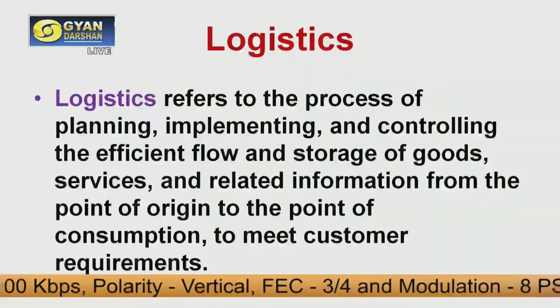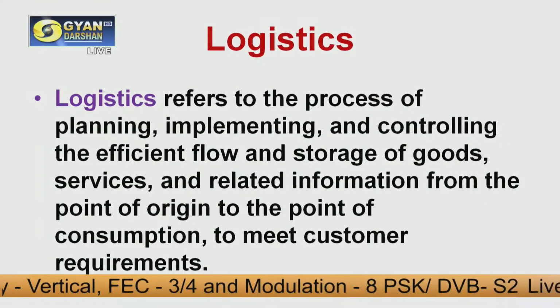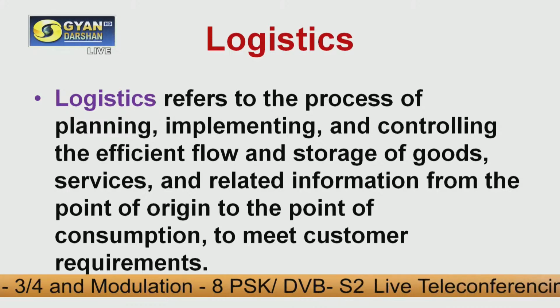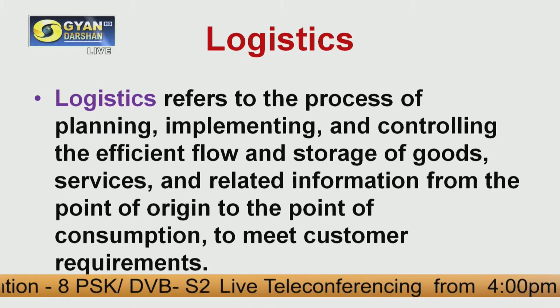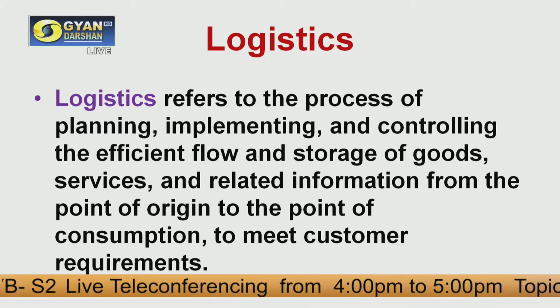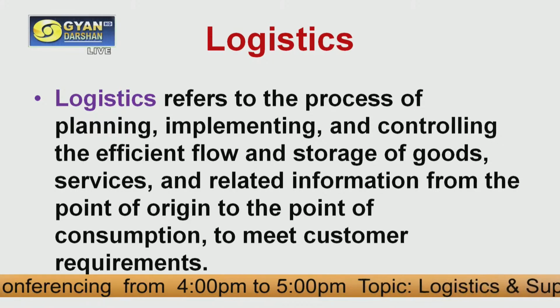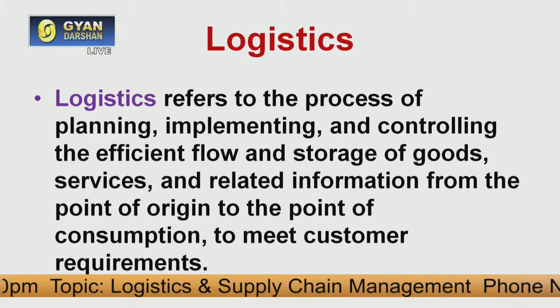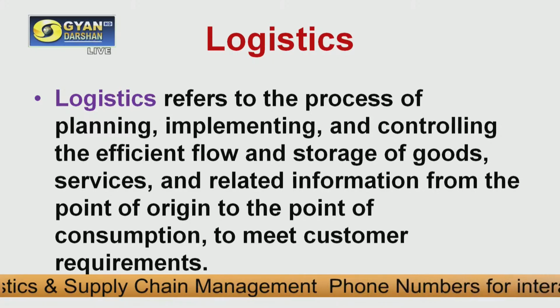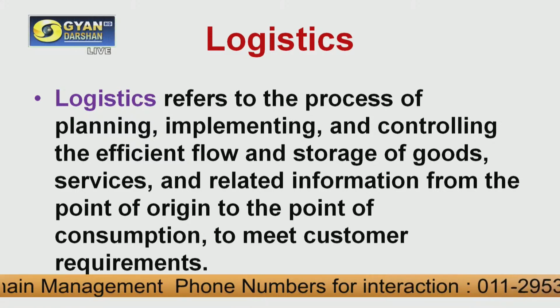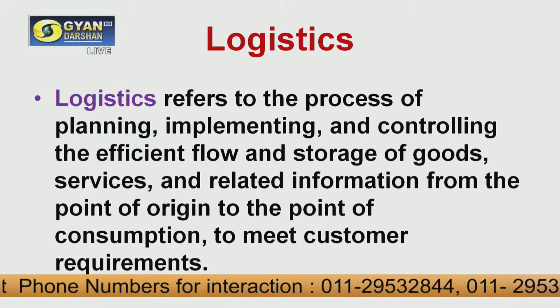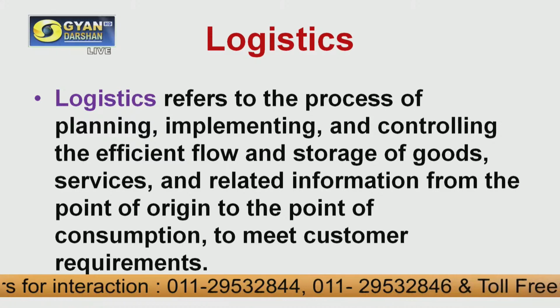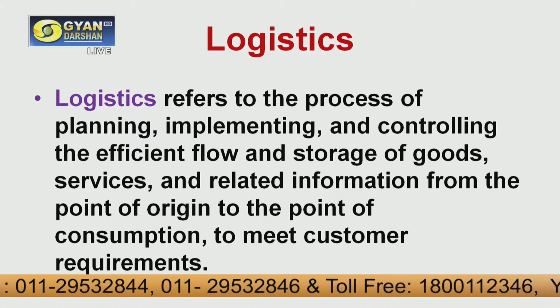So if we see the definition of logistics, logistics is nothing but planning, implementation and controlling of two things. That is the efficient flow of goods, efficient storage of goods and services, and the related information. The related information is very important from the point of origin. Point of origin means from where the supply chain is starting. That is the case of the supplier.